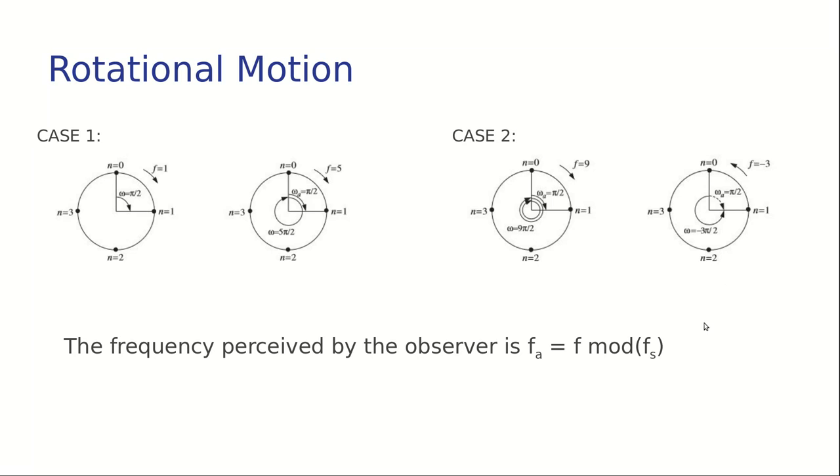So it's important to choose fs properly so that we don't miss extra revolutions being made by the wheel. This can be analogously compared to that of signals. Moving on.